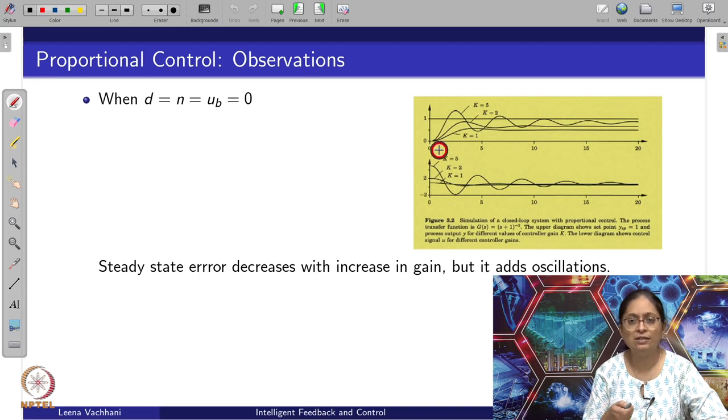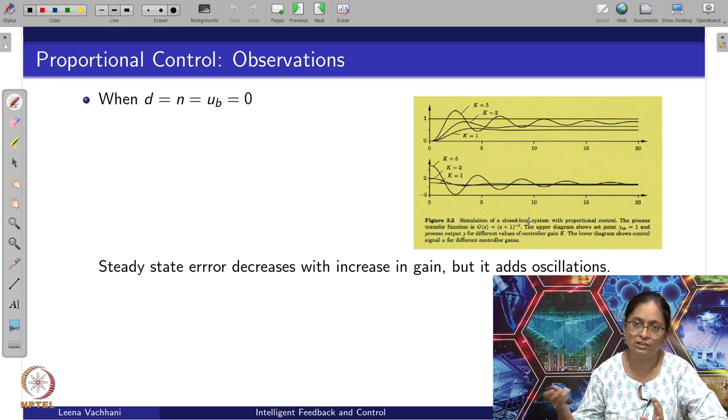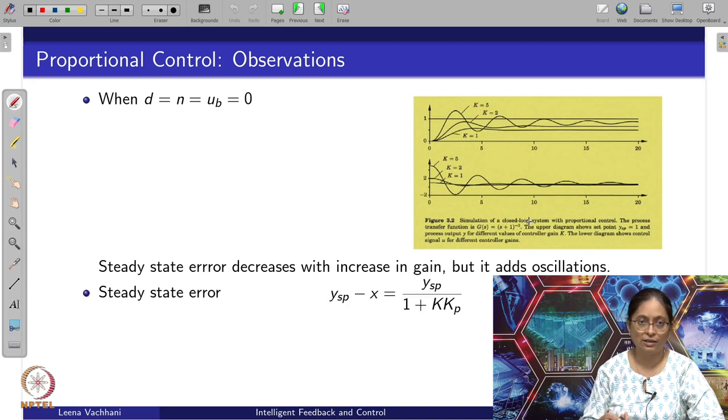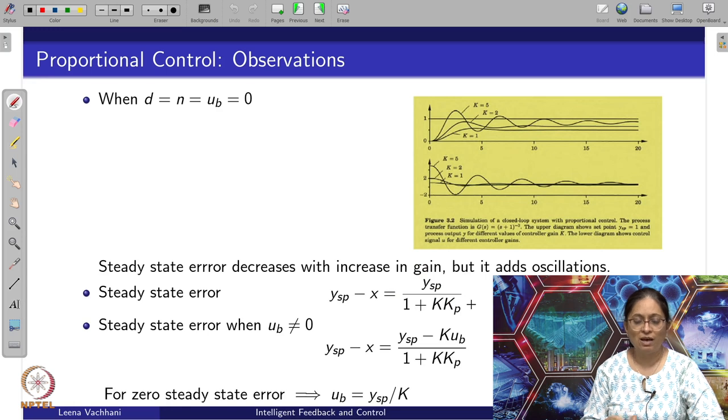But as we increase k, there is an introduction of oscillations, and with further increase the oscillations grow, the transients die out at a much later time, and the system response becomes slower. Now, the steady state error is given by ysp minus y, which turns out to be ysp by 1 plus k kp, so increasing the value of k is definitely decreasing the error. But what happens if my bias term ub is not equal to 0? Then this steady state error is given by ysp minus kp times ub. Now for a 0 steady state error, we will have to consider giving ub equal to ysp by k.